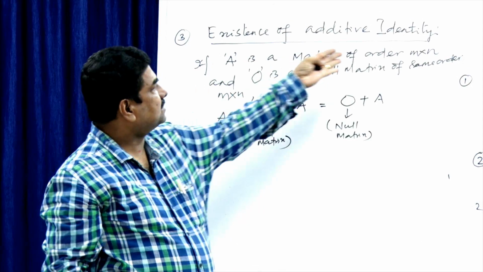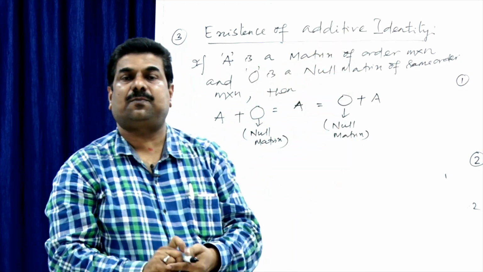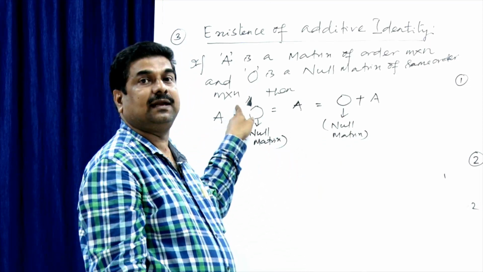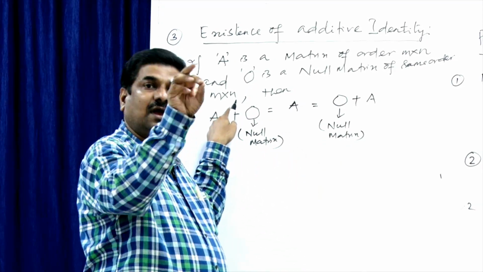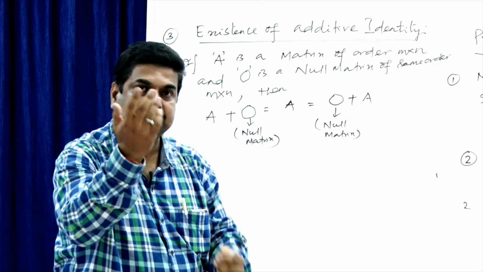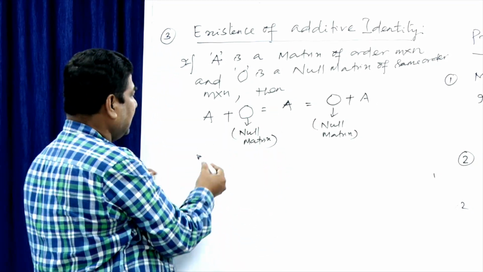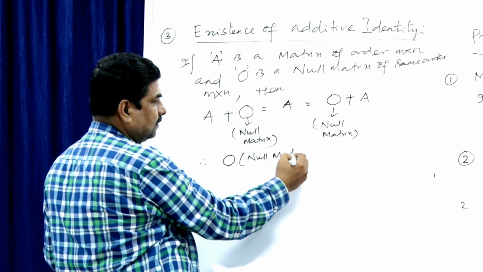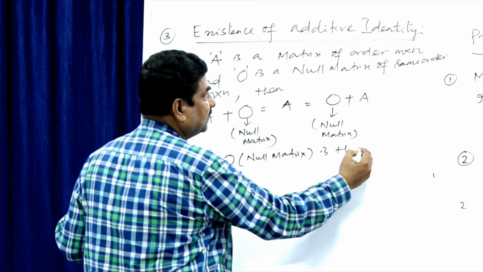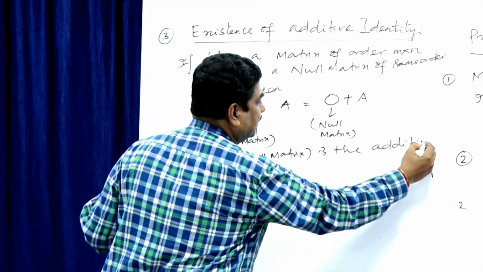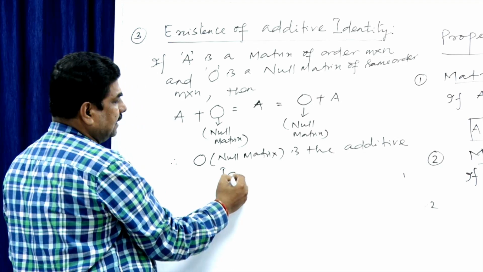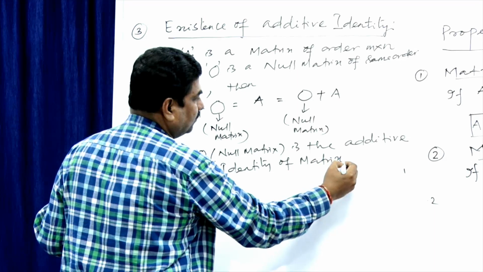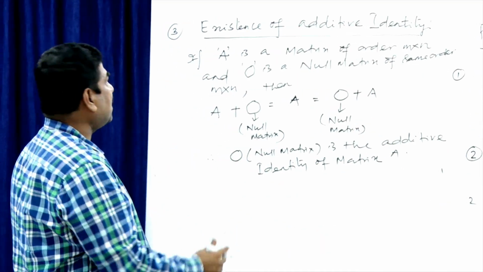I have already mentioned that if A is a matrix of order m by n, then the null matrix is also of order m by n. That means addition is only possible if these two are of the same order. Therefore, here we call the null matrix the additive identity of matrix A, dear.